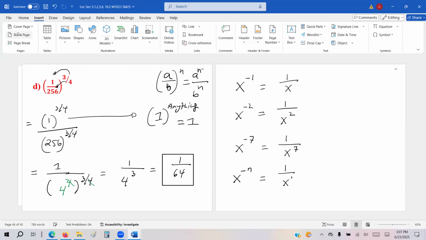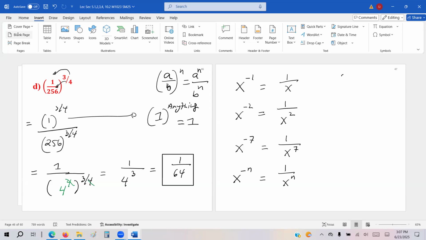One over x to the positive m. So the same thing: negative means the quantity is a fraction, versus a fraction power. A fraction power means you have a radical, but a negative power means the entire quantity becomes a fraction.